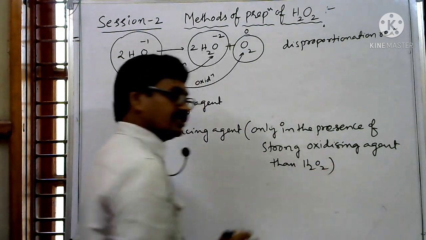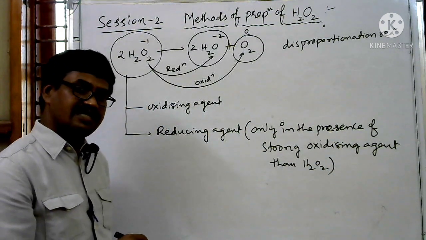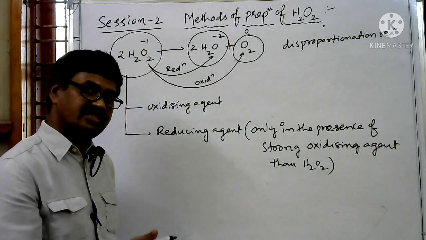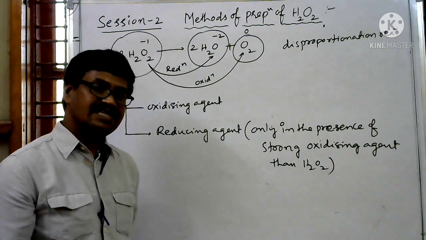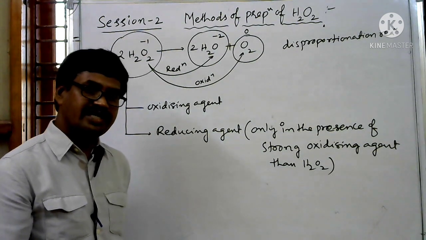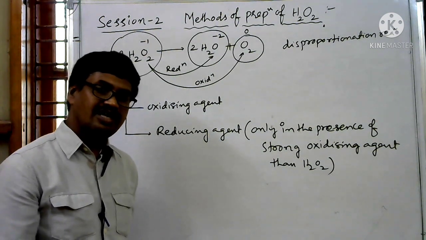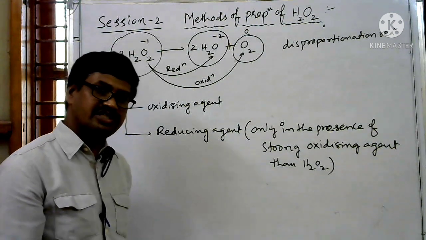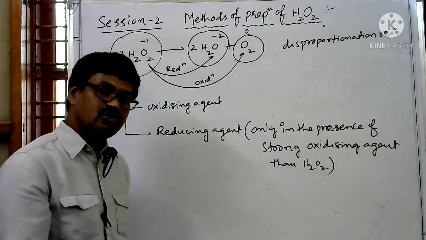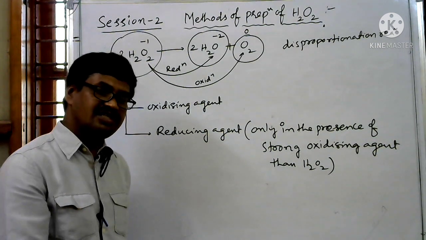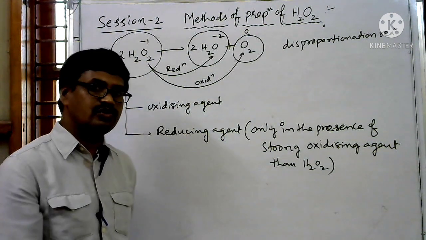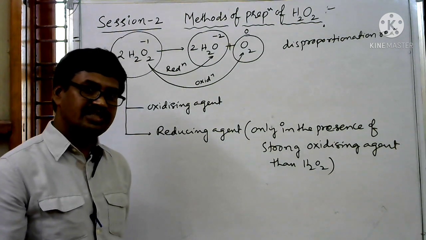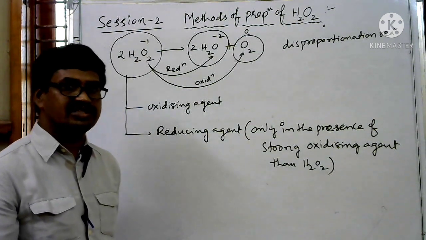If any reactant has a stronger oxidizing nature than hydrogen peroxide, then hydrogen peroxide acts as a reducing agent, like potassium permanganate, which is a strong oxidizing agent, or potassium dichromate, also a strong oxidizing agent. Even ozone is a stronger oxidizing agent than H2O2. So in the presence of these reagents, H2O2 acts as a reducing agent. Otherwise, it acts as an oxidizing agent.